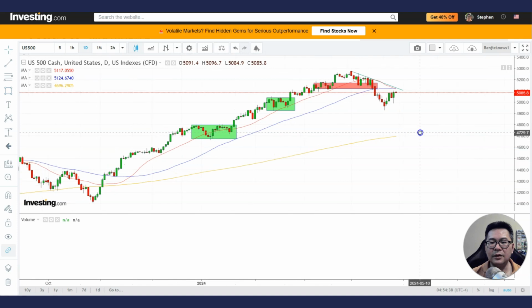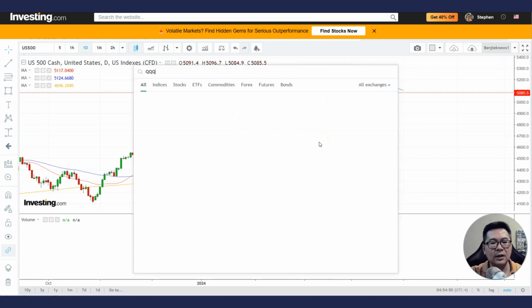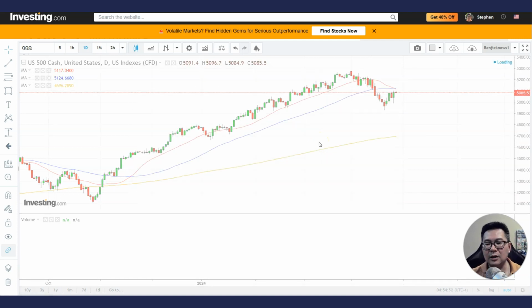So still need some patience. Right, we have found a short-term bottom here, but we need patience to wait for the market to go back above this downtrend line for a sustainable rise. Let's take a look at the QQQs.